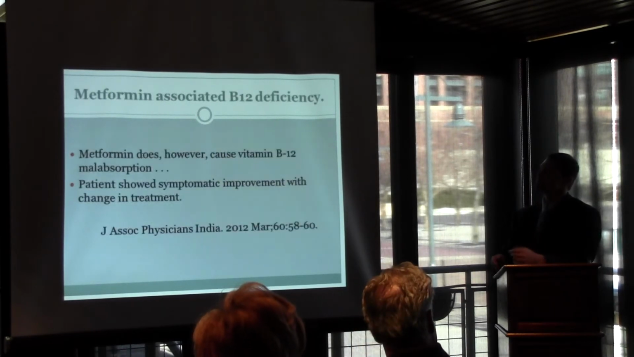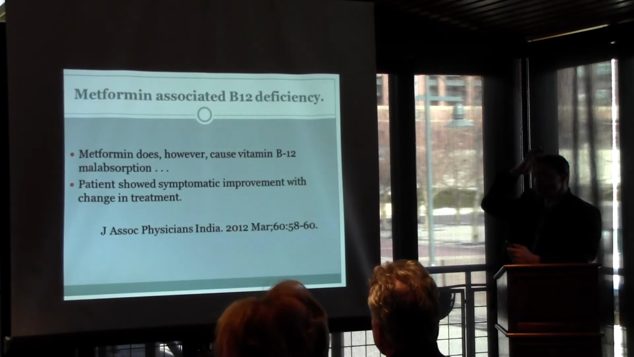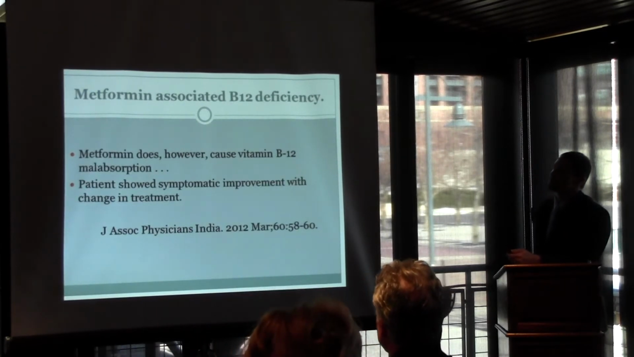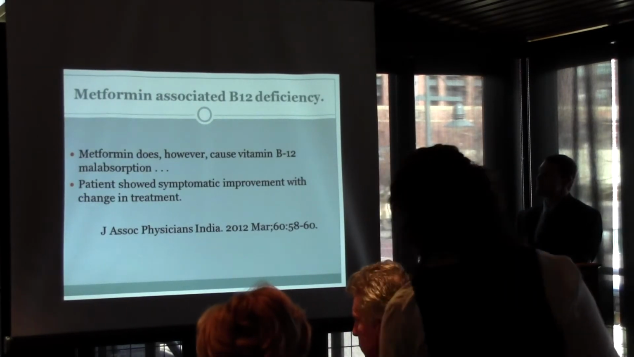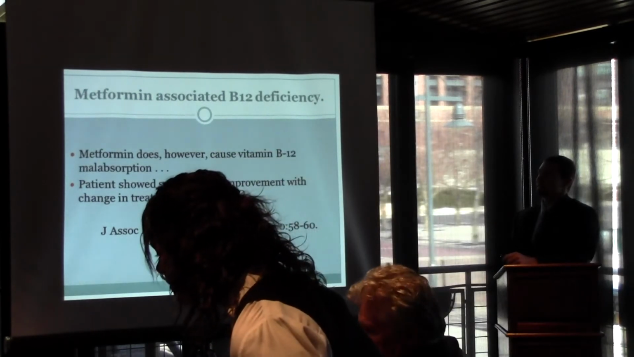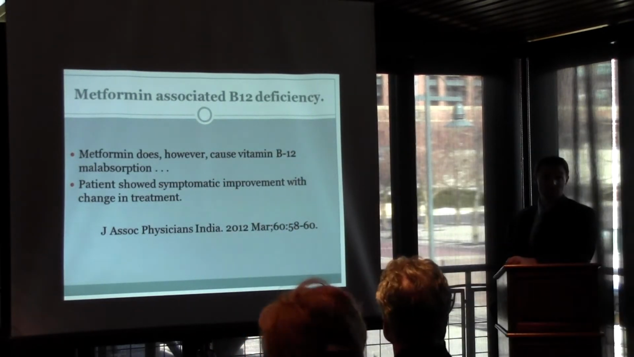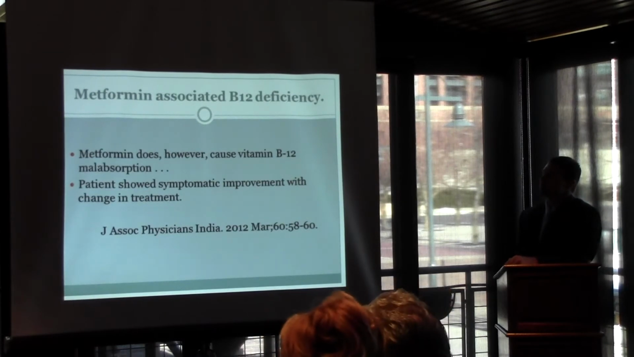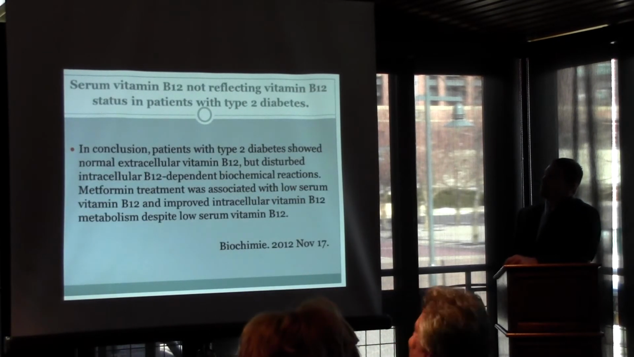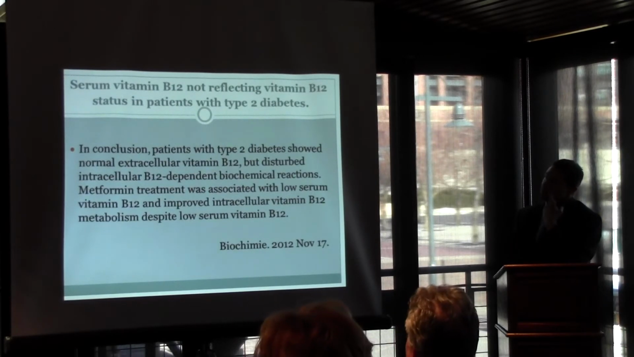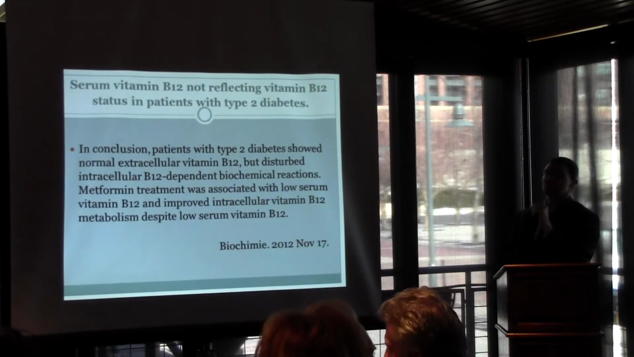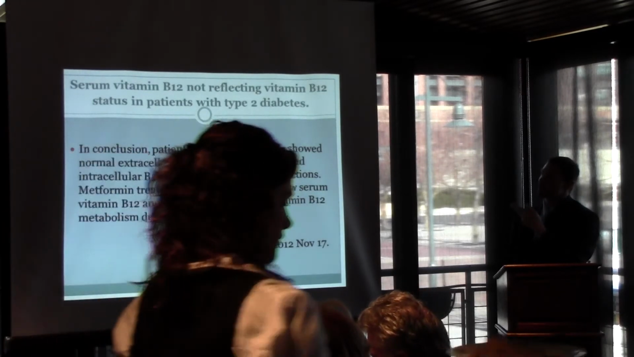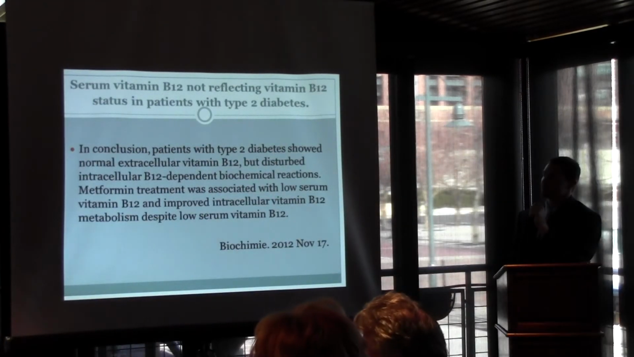If you look at the mechanisms, the fact that B12 is a deficiency secondary to metformin is pretty well established. If you look at what the potential mechanism behind that is, it seems to be that it drives malabsorption of the B12. And as alluded to in this study, in conclusion, patients with type 2 diabetes showed normal extracellular vitamin B12, so your serum B12, but disturbed intracellular B12 dependent biochemical reactions. So, here's a rationale for why you would want to further look at the micronutrient test.